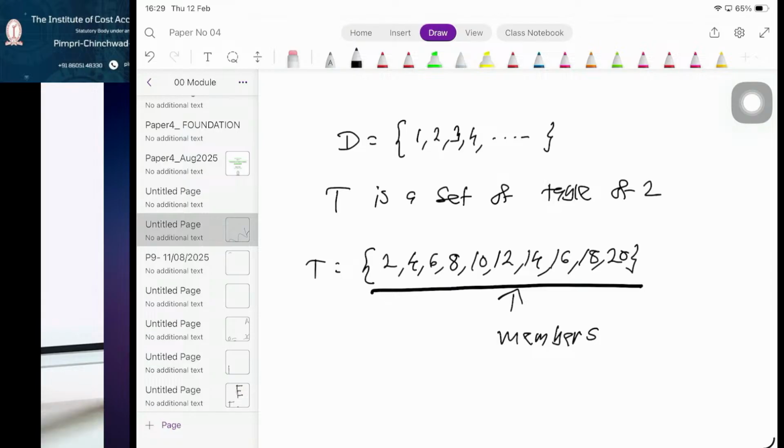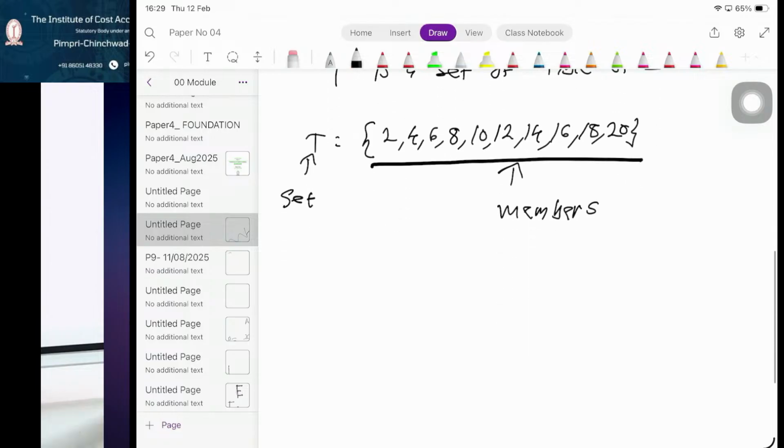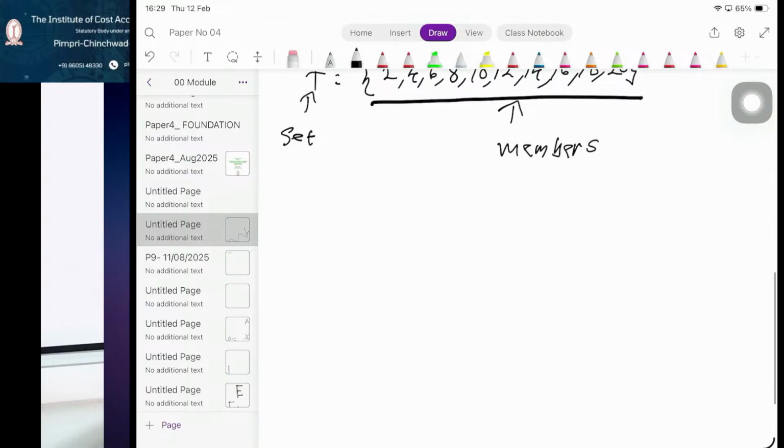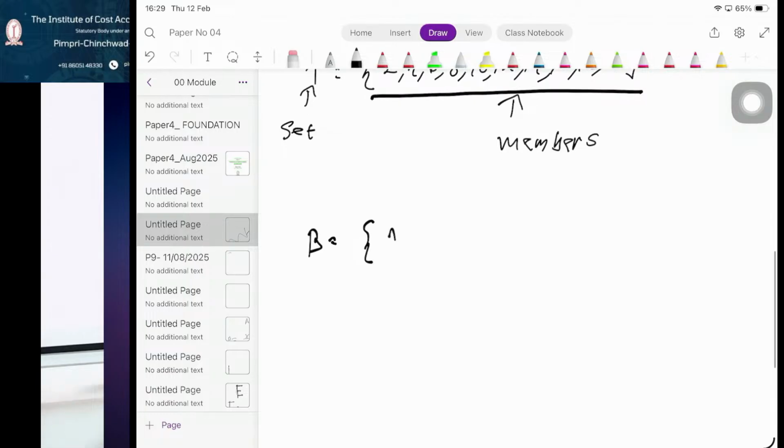So this is called a member. This is the name of the set, in capital letters. In mathematics you can also show it like this: suppose B is a set and the elements are X, Y, Z, even B and A. So these X, Y, Z, B are called elements.